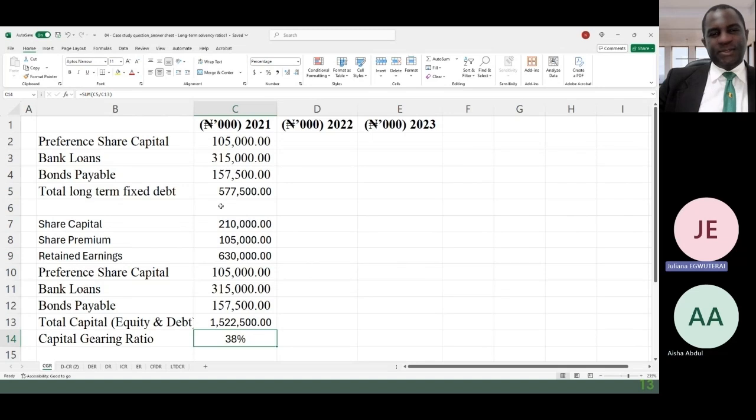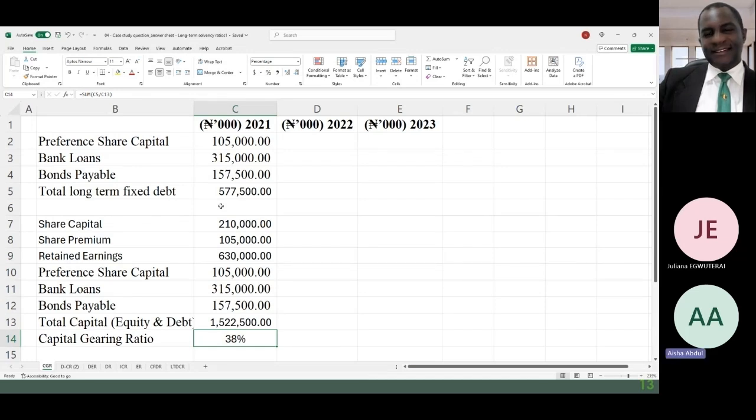62. Good. 100 minus 38. 60... Exactly. That's correct, Aisha. So ordinary shareholders constitute 62%, which is good and safe. So as far as 50-50, the company here, if I listen to your interpretation, means this company is lowly geared.